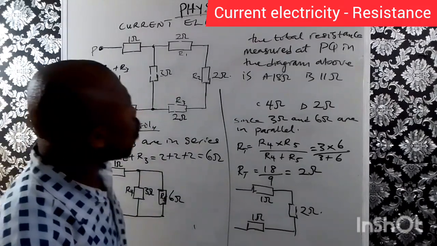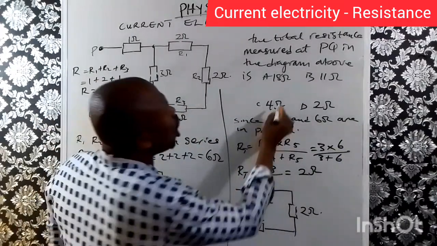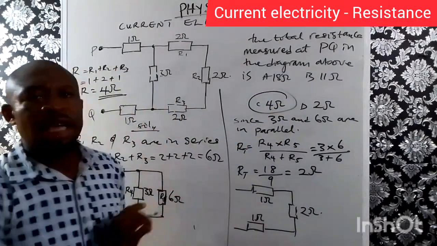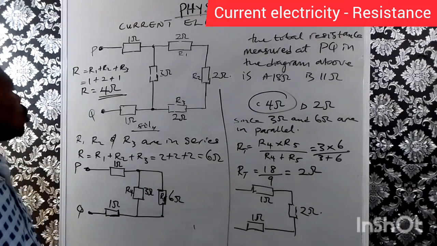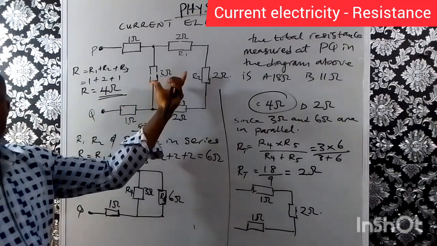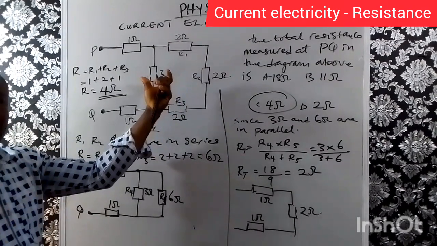Do we have 4 ohms among the options there? Yes, option C is the correct answer option. So, once you have this type of question, take it slow and steady. You will get it.